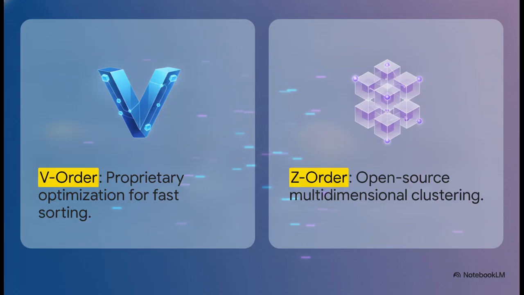V-order is a proprietary write optimization built specifically into Fabric. It rearranges data inside Parquet files to enable lightning-fast sorting and filtering, specifically for the Power BI Analysis Services engine. And it's enabled by default. Z-order, on the other hand, is an open-source multi-dimensional clustering technique used by Spark and SQL engines to skip scanning irrelevant data. The cool part? They actually complement each other, and you can totally use both on the exact same table.